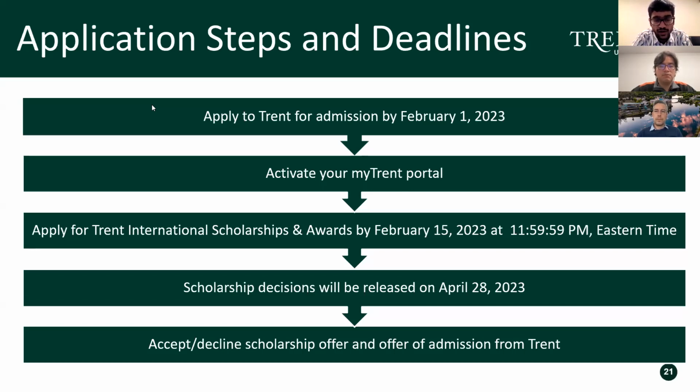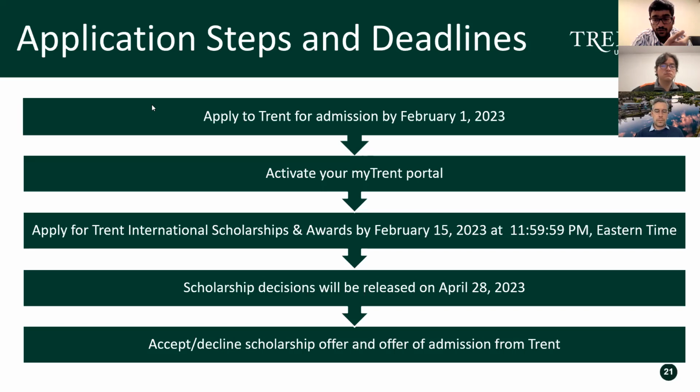Then apply for the Trent International Scholarships and Awards by February 15, 2023, 11:59 p.m. So this is a very strict deadline. The scholarship application form will close after this deadline. Please make sure that you submit it before this time. And please note that this deadline is in Eastern Standard Time. So don't submit the form as per your time zone. Follow the Eastern Standard Time zone. And then the scholarship decisions will be released on April 28, 2023.